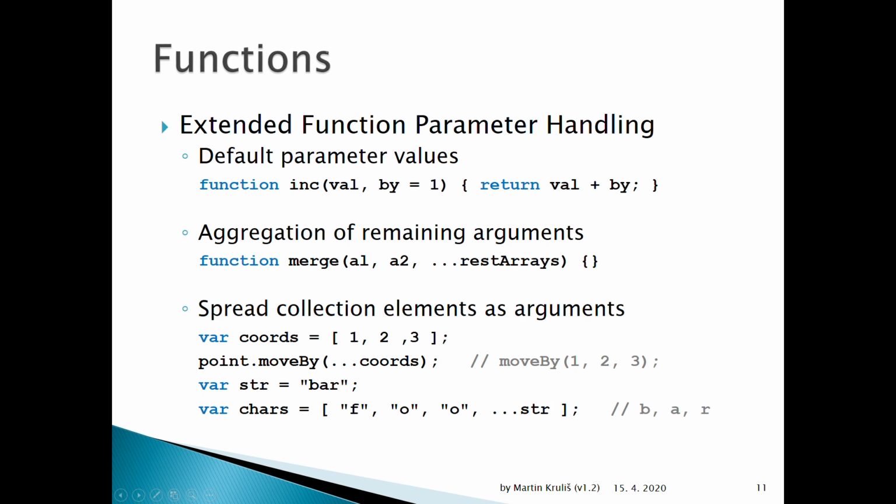Actually, similar magic can be done with strings. So if I have a string with 3 letters and I would like to expand it, I can use the 3-dot operator to create an array of characters. So in this case, the string will be expanded into individual characters, and the BAR letters will be appended to this constructed array.